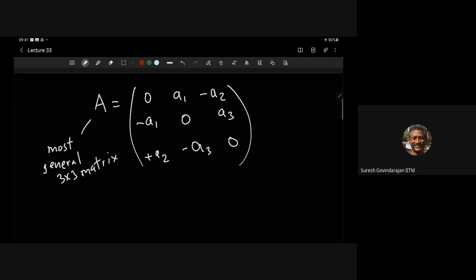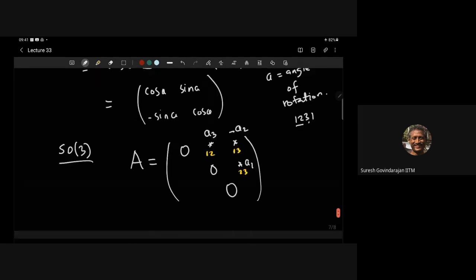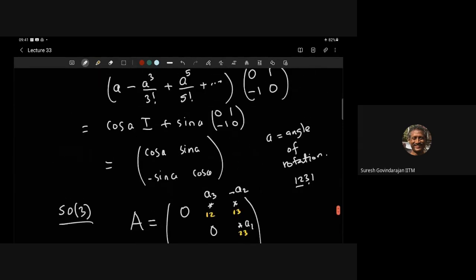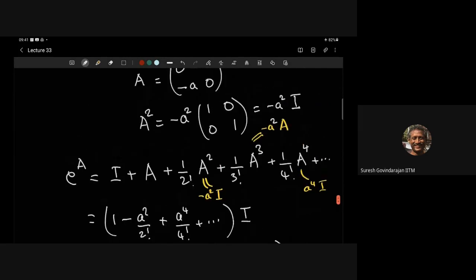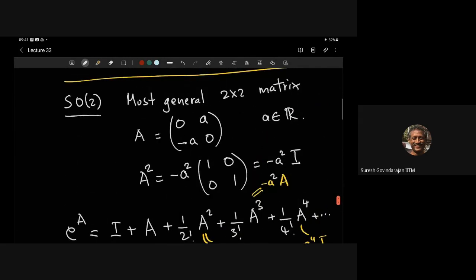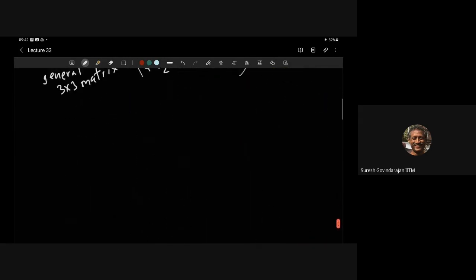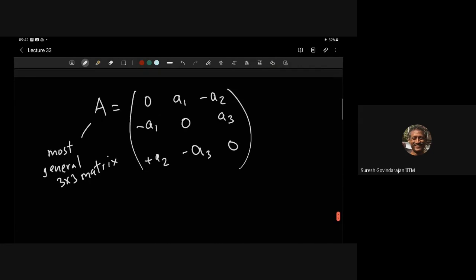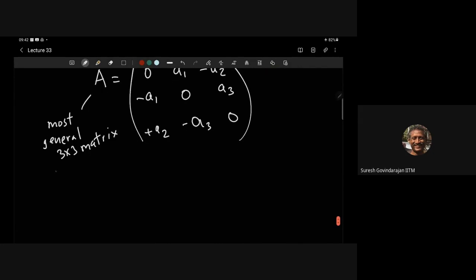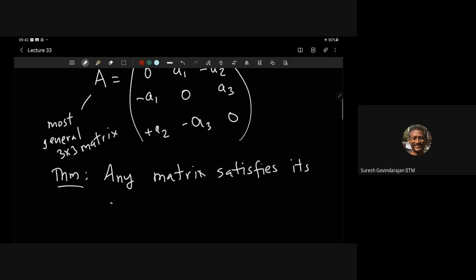Okay. So is there some trick that we can use which is analogous to what happened here? We saw that A square satisfied some equation. So A is a 3 by 3 matrix. There is this nice theorem, called Cayley's theorem or something like that, I don't know, which says any matrix satisfies its characteristic equation.